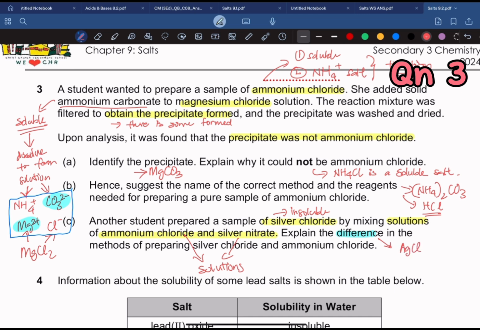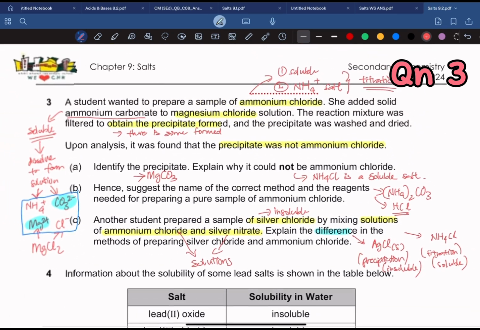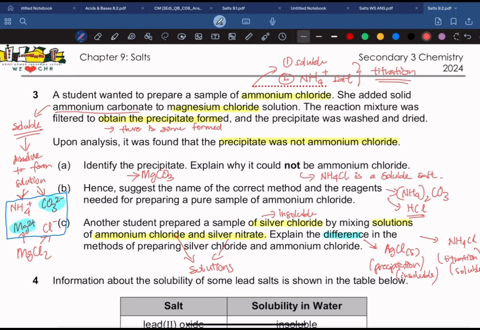For silver chloride, AgCl, I'm using the precipitation method because it is insoluble, whereas for NH4Cl, I'm using the titration method because it's soluble. That's the main difference between the two salts here. Okay, so this is quite a straightforward question, just asking you about some basic understanding. If not, it should be doable.